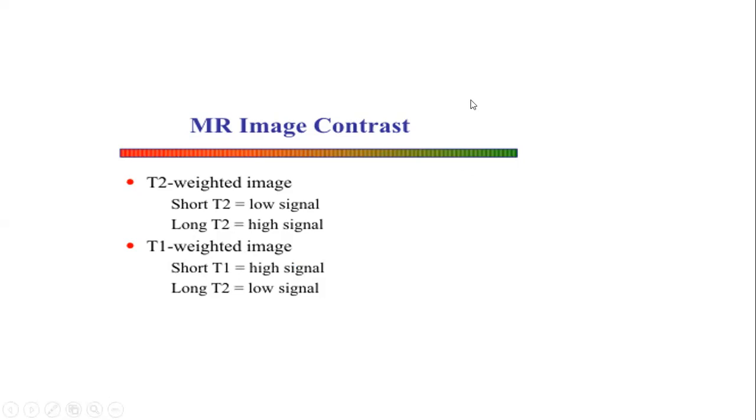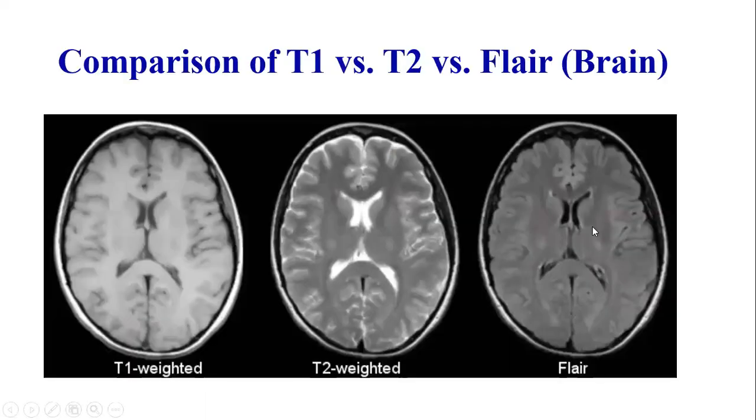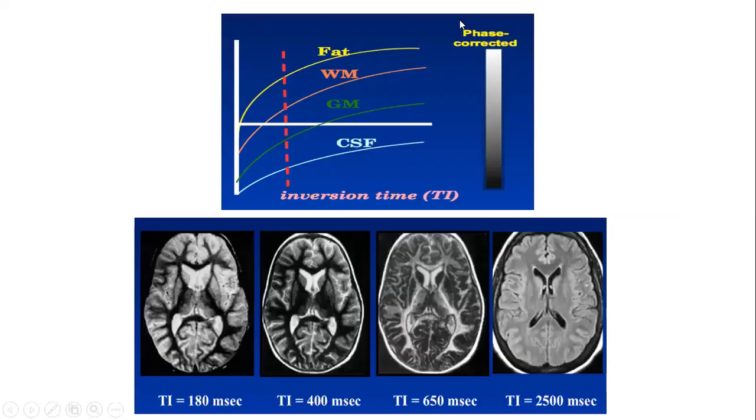Let me stop for now. Hello? Yes, sir. Sorry, before you go, sir, under the T1 weighted image, I guess that long T2, it should be T1. Yeah, wait. I don't want this to be a mistake. Okay. Let me stop this share again.